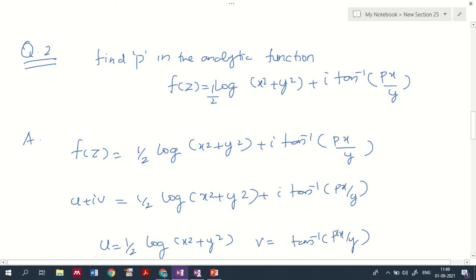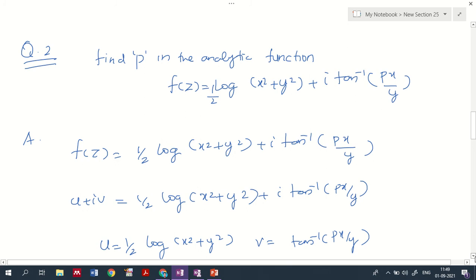But here it is somewhat easy to do this problem because there is only one unknown. So you can simply do this by taking only one of the CR equations, that is the first one. If you take dou u by dou x equal to dou v by dou y, you can find the value of p. So you don't need to use the second equation. There is one easy way for this case.